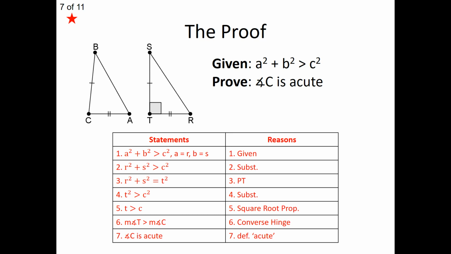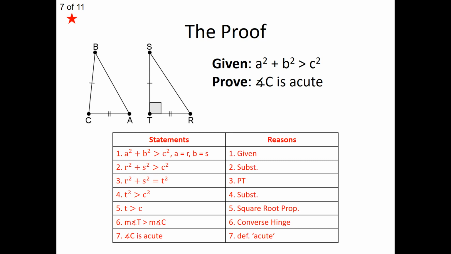Now remember, we're given that side a squared plus side b squared is greater than our third side of our triangle, c squared. We're going to prove that angle C must be an acute angle, which then means our triangle must be an acute triangle. So we start off with our given. We're given that a squared plus b squared is greater than c squared, and remember that a is equal to r and that b is equal to s.